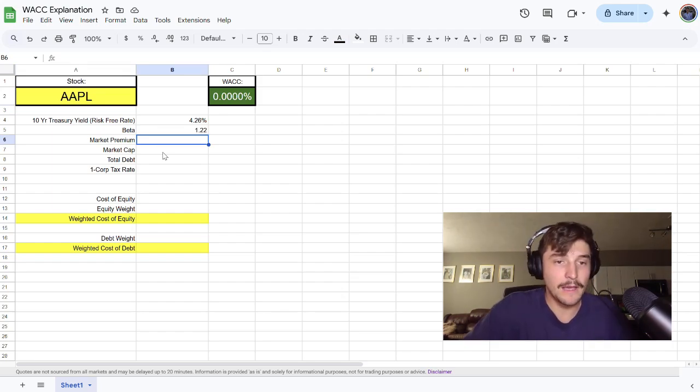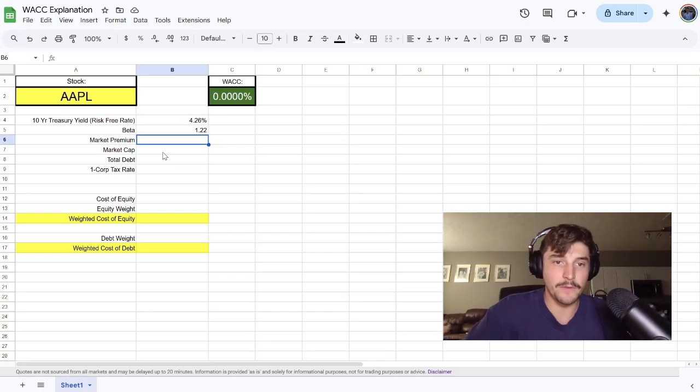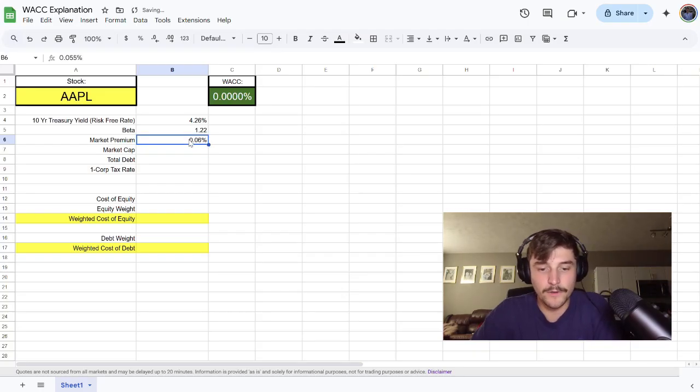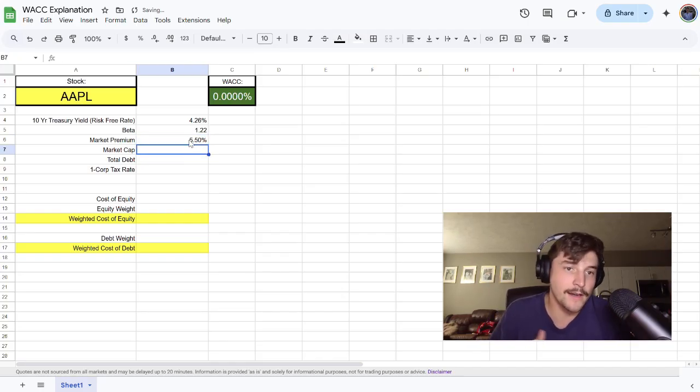Market premium, I'll explain a little bit more after we just do the math, but essentially market premium is the added required return on top of the risk-free rate that an investor needs to invest in said company, Apple. So for me, I like to use 5.5%. You can do some research on what numbers you would like to put in, but this is a number that you can kind of play around with. If your required return on top of a 4.26 10-year treasury yield is 6%, go ahead, go for it.